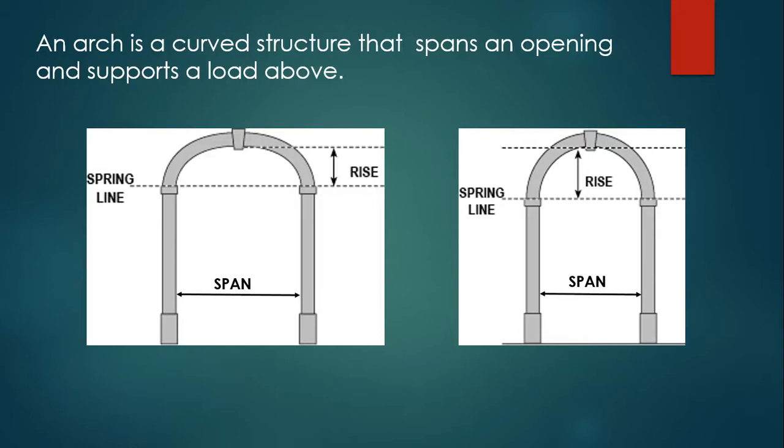So if you look at these two arches, they do look different, but if you look at both of the pictures, you'll see that in both cases there are two columns that are supporting the arch up above. The distance between those two columns is called the span. The arch itself is sitting on top of the columns, and the base of the arch is defined by a horizontal line called the spring line. And the rise is the distance between that spring line and the bottom of the arch.